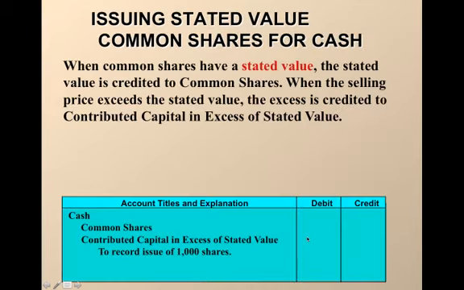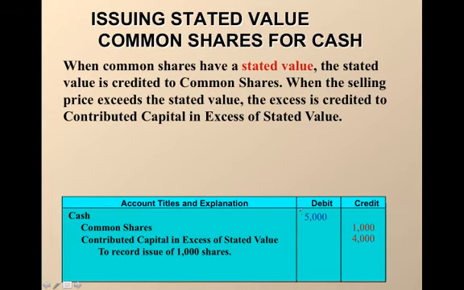Okay, let's look at the journal entry when there's a stated value or a par value. So here the stated value is credited to common shares. When the selling price exceeds the stated value, the excess is credited to an account called, so this is an actual account name, contributed capital in excess of stated value.